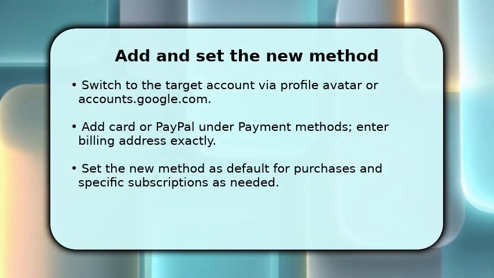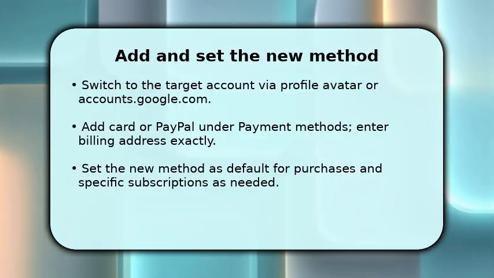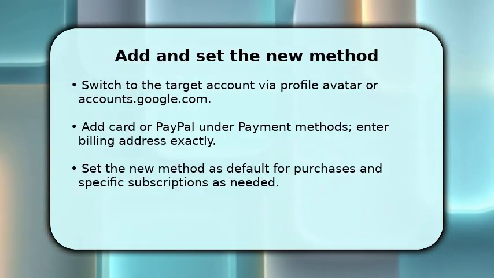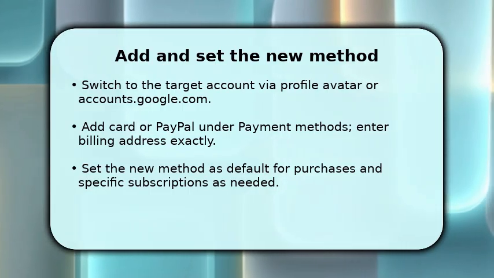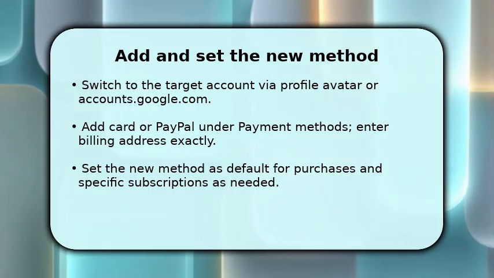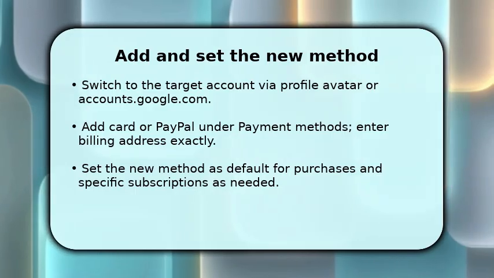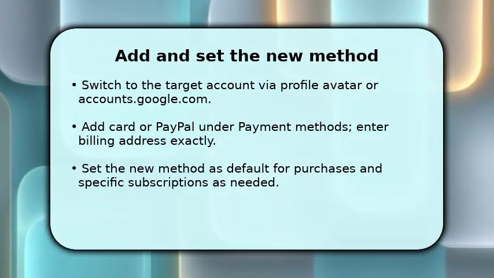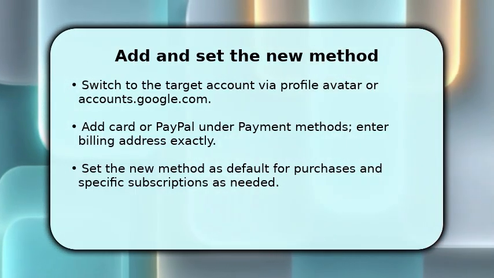First, switch to the correct Google profile. Once switched, choose Payment Methods and tap Add Payment Method. Enter card or PayPal details carefully and save. After the method appears, set it as the default for purchases. Google Play, YouTube, and Google Store charge it automatically.